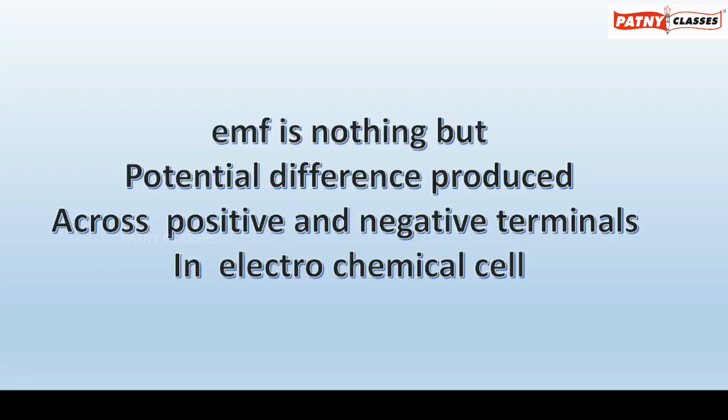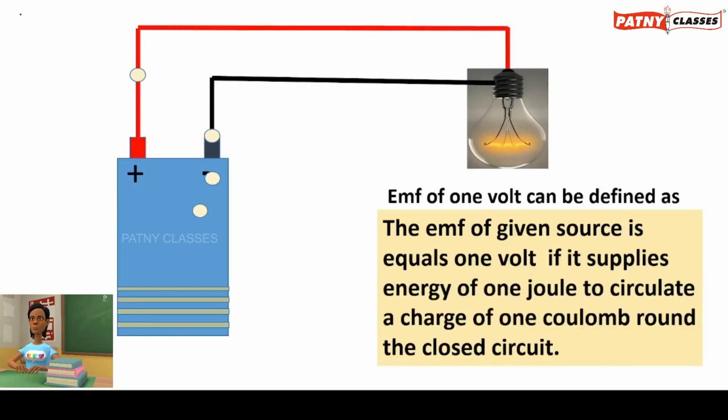EMF is nothing but the potential difference produced across the positive and negative terminals in an electrochemical cell. Electromotive force and potential difference are more or less similar terms. The unit of potential difference or electromotive force is volt. The EMF of a given source is equal to 1 volt if it supplies energy of 1 joule to circulate a charge of 1 coulomb round the closed circuit.